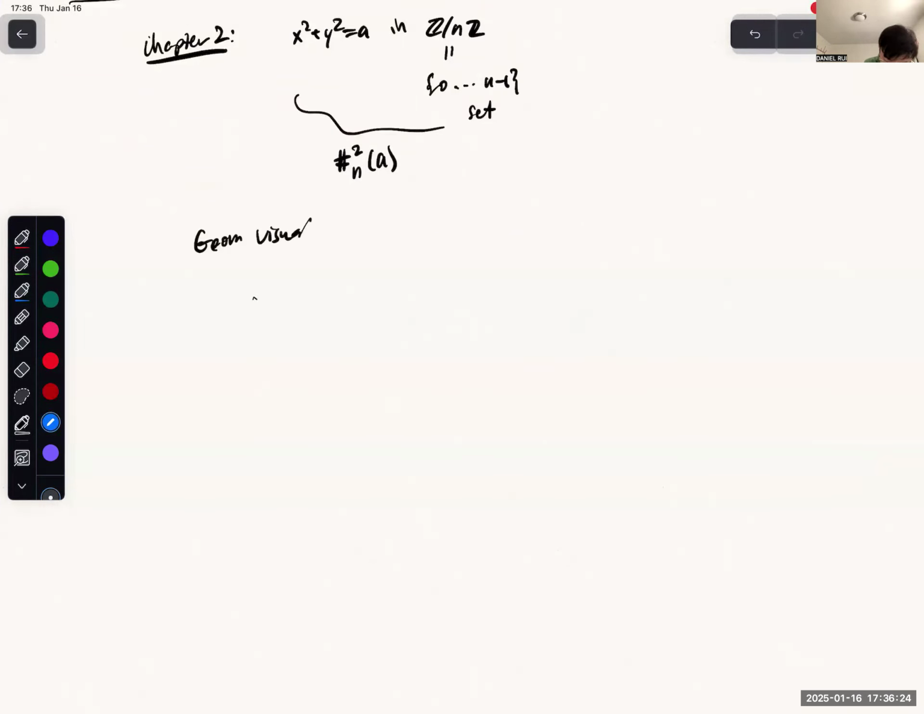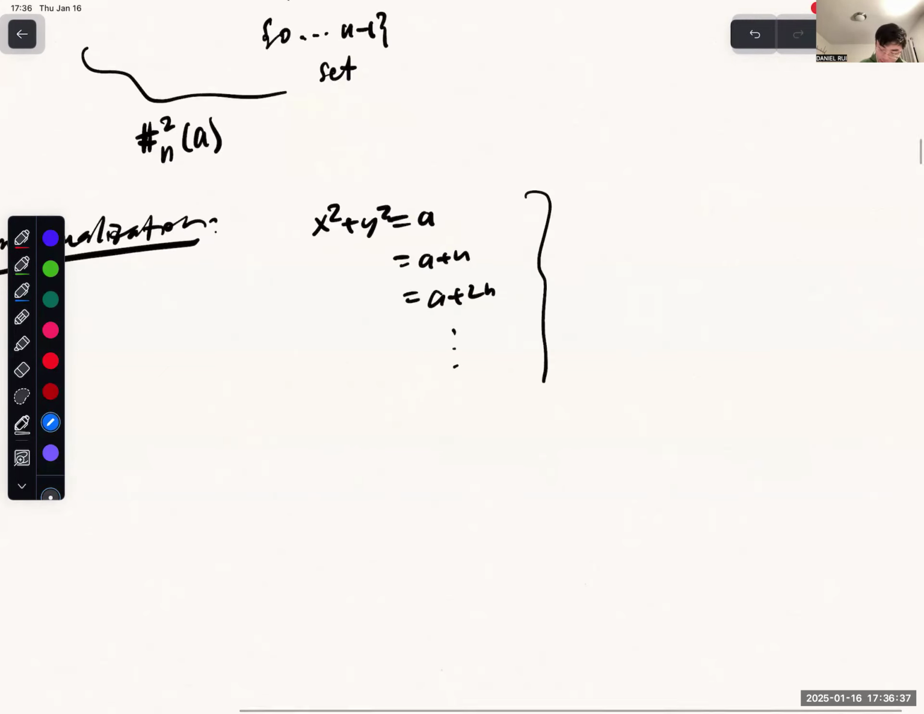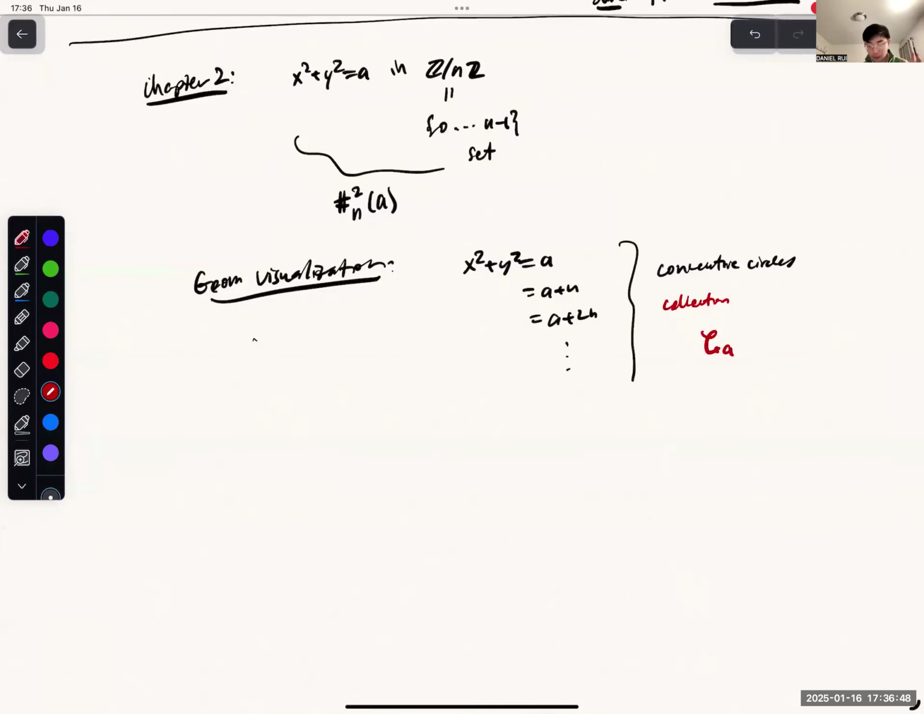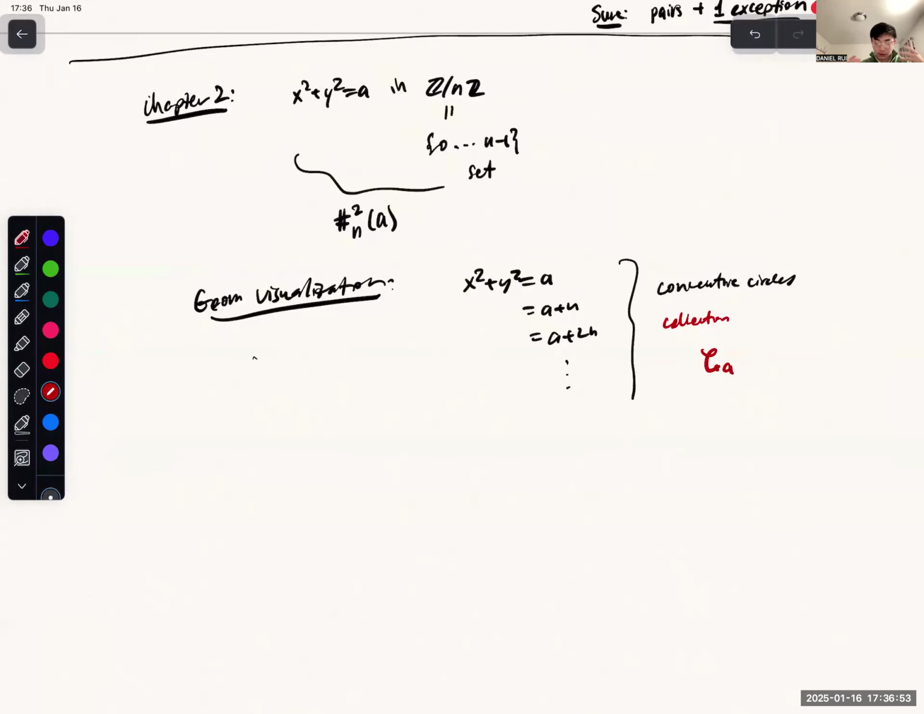Geometric visualization. We can think of this as x squared plus y squared equals a, or a plus n, or a plus 2n, all the way down. Okay, so we have concentric circles. And let me call this collection curly C sub A. Okay, so curly C sub A will be all of these circles, where integer points on these circles correspond with solutions in Z mod nZ to x squared plus y squared equals a.